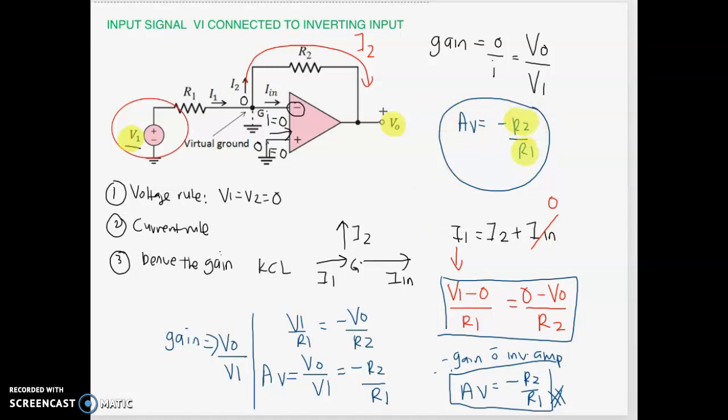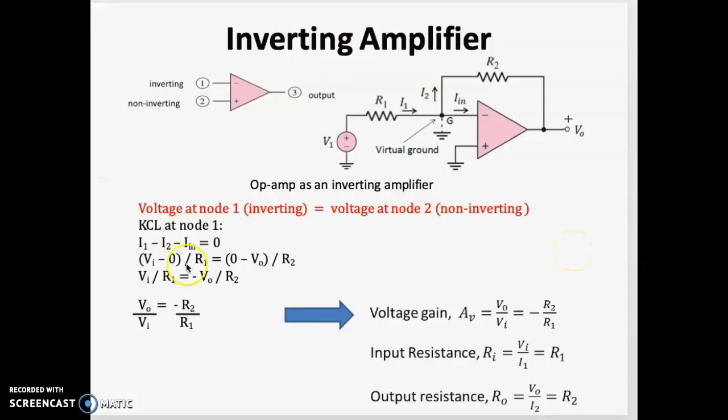Where is your R2 here? Your R2 is the feedback resistor. Your R1 is the resistor connecting to the input. So how are you going to control the gain of this circuit? You just need to vary R2 and R1. So if we look here, this is your gain value: AV equals minus R2 over R1.